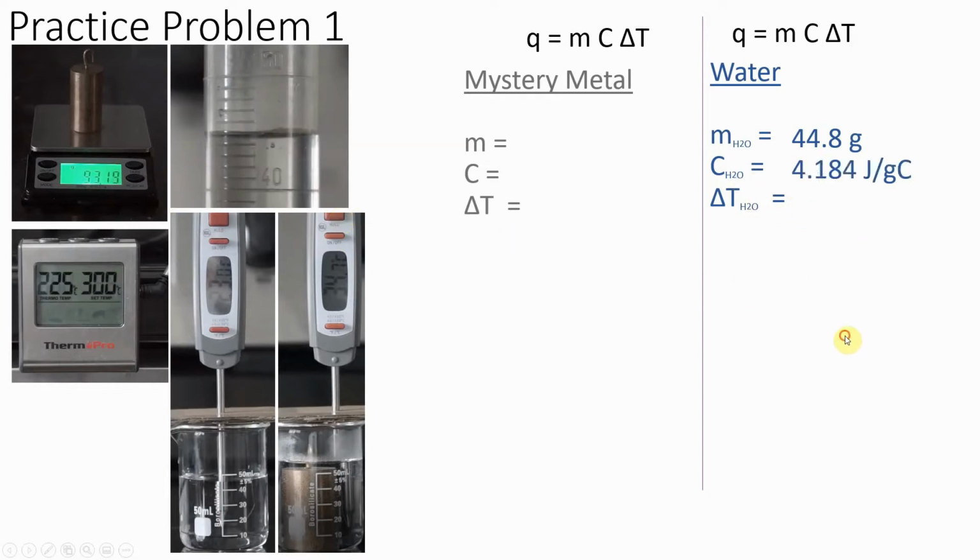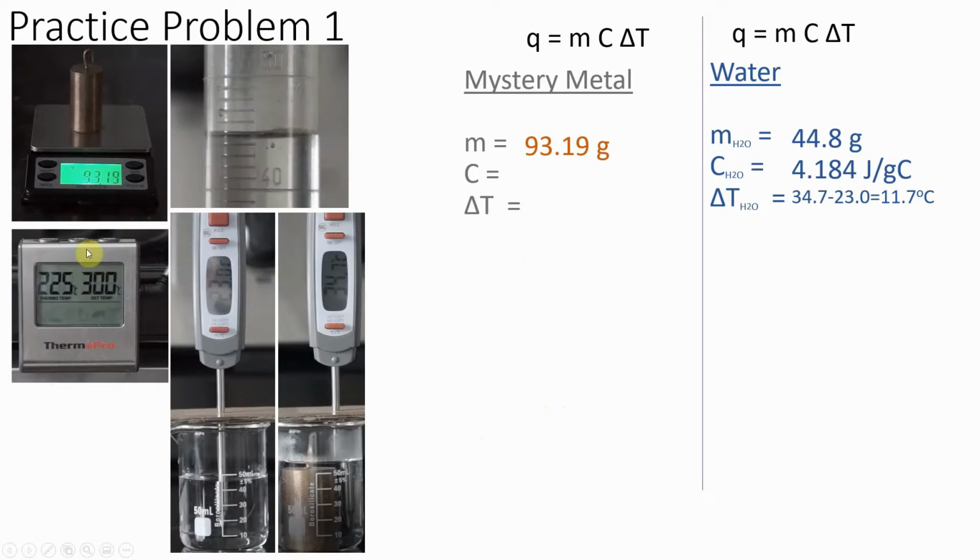Specific heat of water, that's easy. That's always 4.184. Change in temperature of the water, well, it started at 23, went to 34, so I got a difference of 11.7. Final minus initial, that's going to be a positive change in temperature. Now remember, I'm going to calculate Q down here before I do anything else over here, but let's at least throw in the measurements. The mass, 93.19. And let's see, the change in temperature.